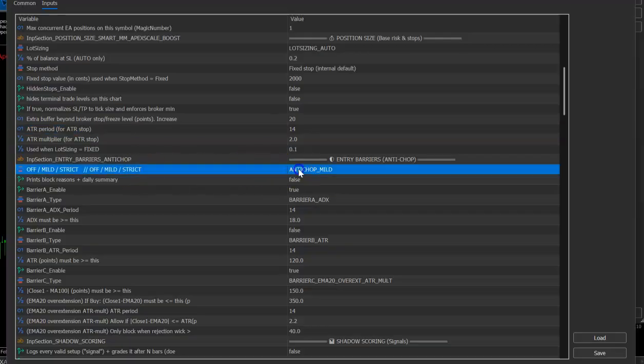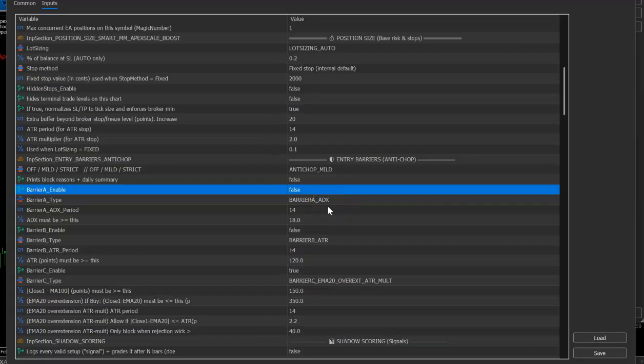Now, anti-chop is a new feature that was added. We have mild and strict. When you're testing on the demo, you test with mild, and then you can move up. If you want fewer trades in choppy markets and don't want to get caught out in choppy market conditions, you'd use strict.